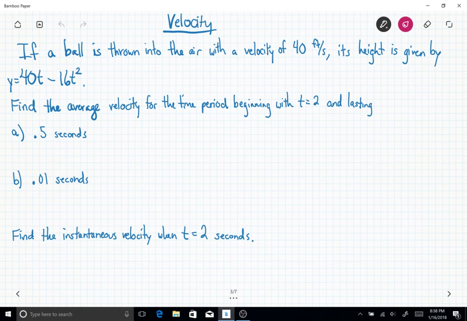But for here, we want to find the average velocity. So for the time period beginning with t equals 2 and lasting 0.5 seconds. So that first one, notice what we're doing. We're going from 2, and if we last 0.5 seconds, that means we go to 2.5. And how do we find this average velocity?